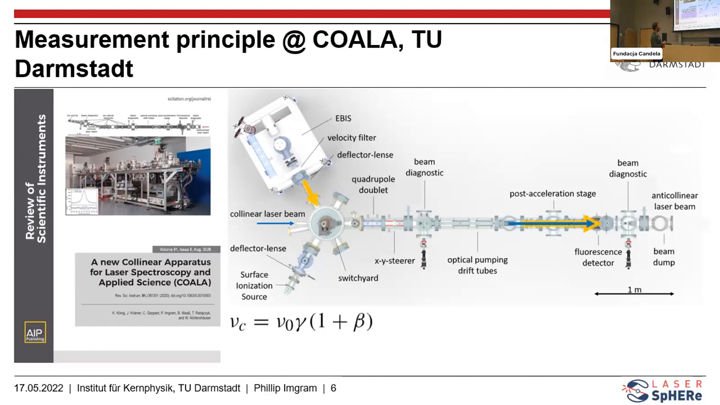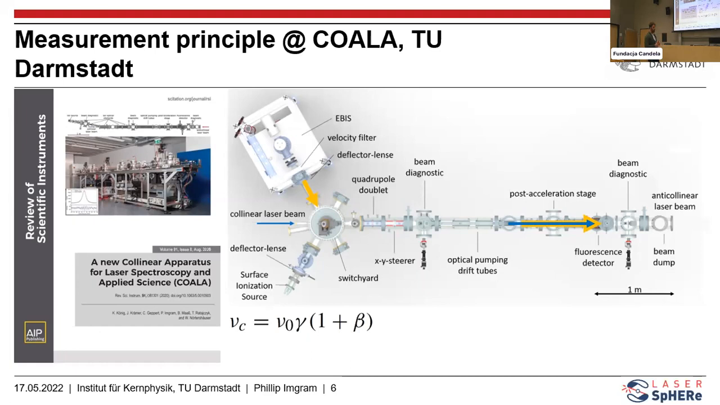So we produce our ions in our EBIS, and we form an ion beam, which you can now overlap with the laser beam, for example, in the collinear direction. That's why it's called collinear laser spectroscopy. And then we can tune our laser, for example, in resonance with our ions, and detect the fluorescence light in our fluorescence detector.